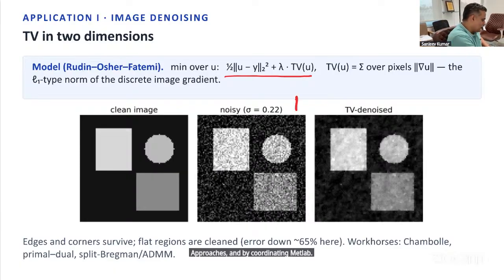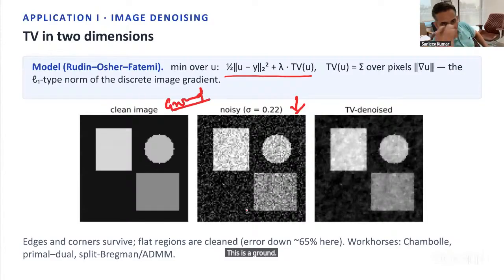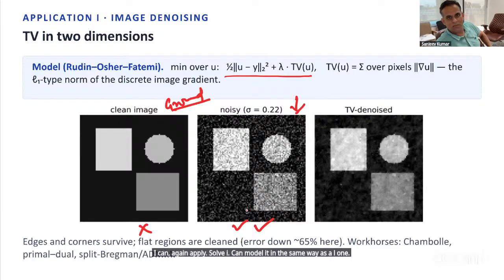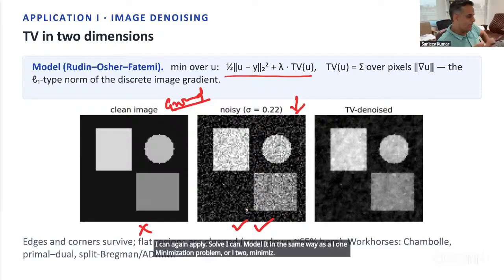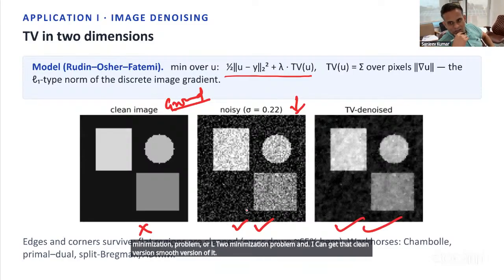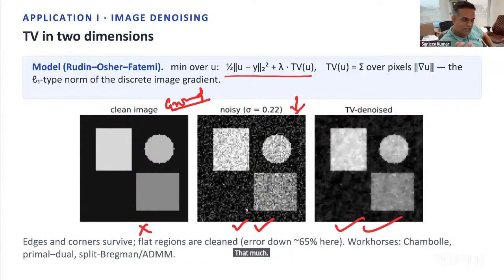Suppose I am getting this image, this is the ground truth, but due to some sensor error or any other artifact, instead of getting this image, I am getting this noisy version. I can again model it in the same way as an L1 minimization problem or L2 minimization problem, and I can get the clean, smooth version of it, where the noise is not that much. So that is another application of these.